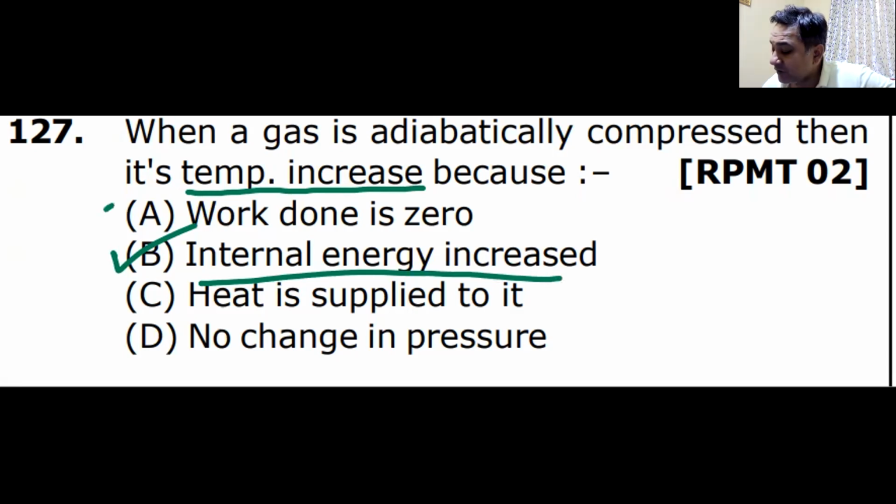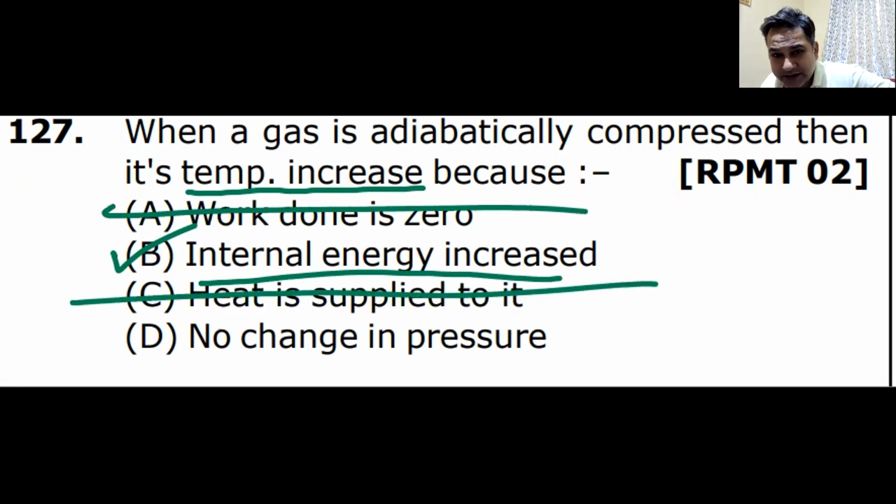In an adiabatic process, work done is not zero. Heat is not supplied. Here it is given that heat is supplied. Pressure will always change. Pressure, volume, and temperature always change. The only option is internal energy changes. So there are many ways in which you could have done this question. Do we understand this?